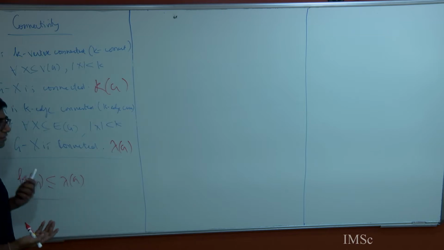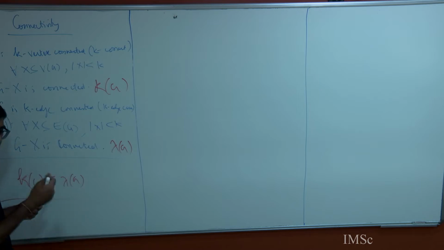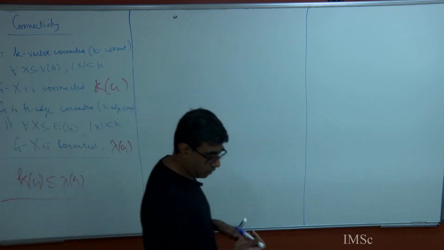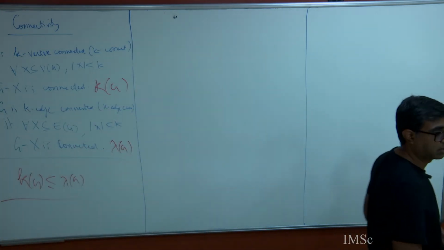This just shows vertices are more powerful than edges in terms of deletion, and that's true. When you delete a vertex, you delete all the edges which are incident to it. That's it. So now we want to understand the structure of two connected graphs.